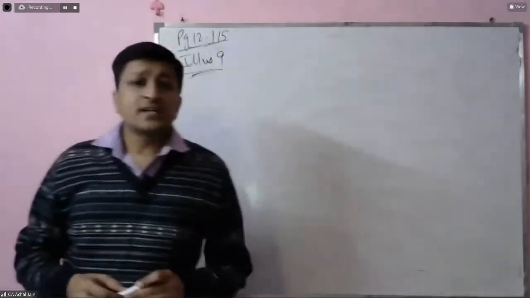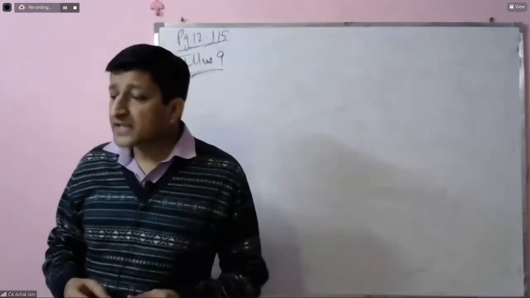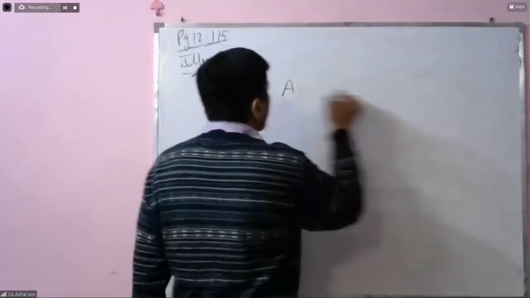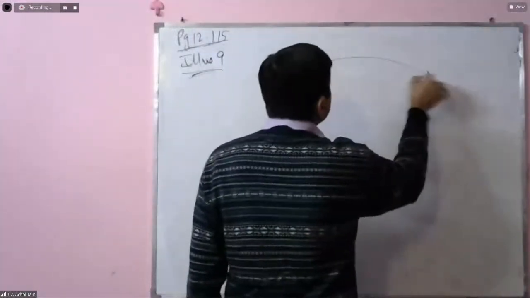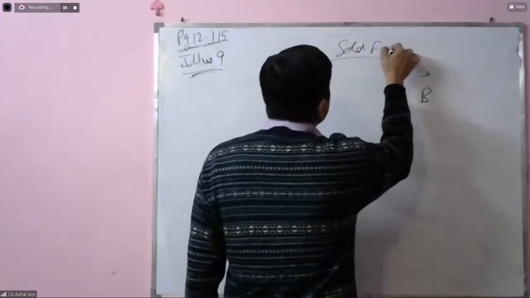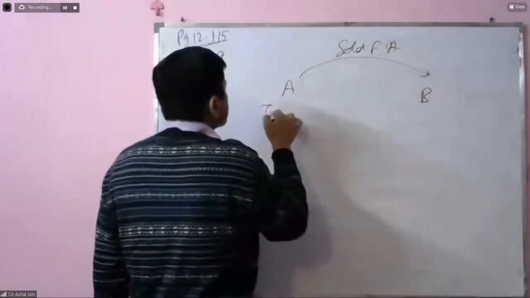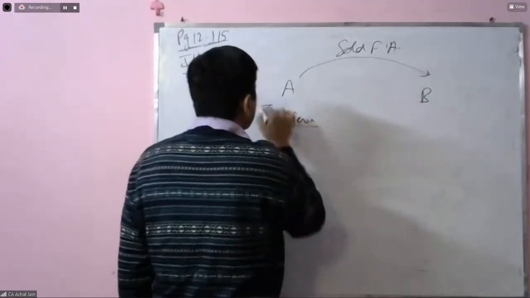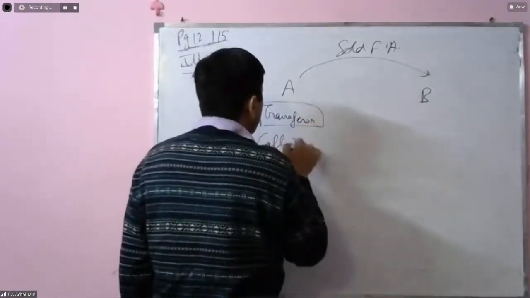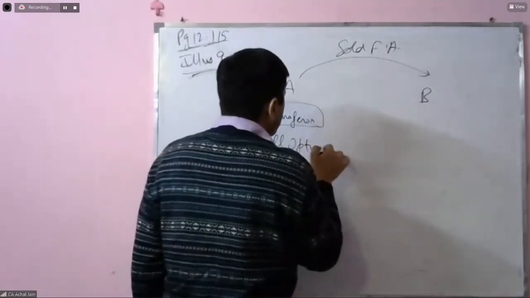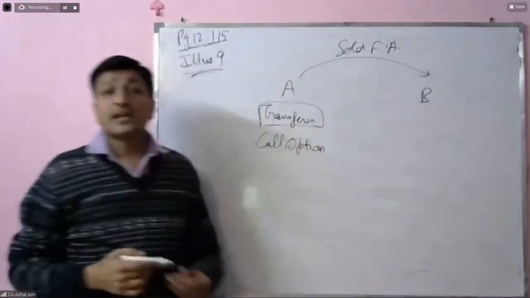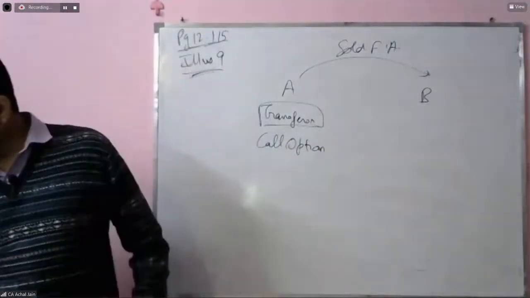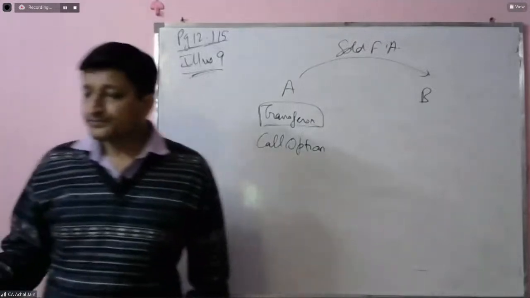A financial asset is sold and the transferor has a call option. Call option means option to purchase. Sold financial asset and this is the transferor. Transferor has call option. Means transferor has the right to purchase if transferor wants. Option means if either party wants.